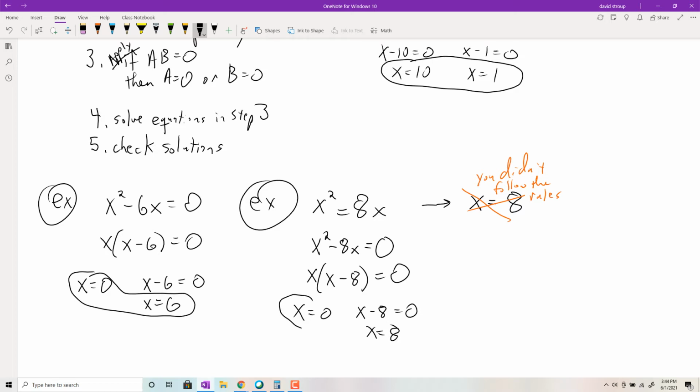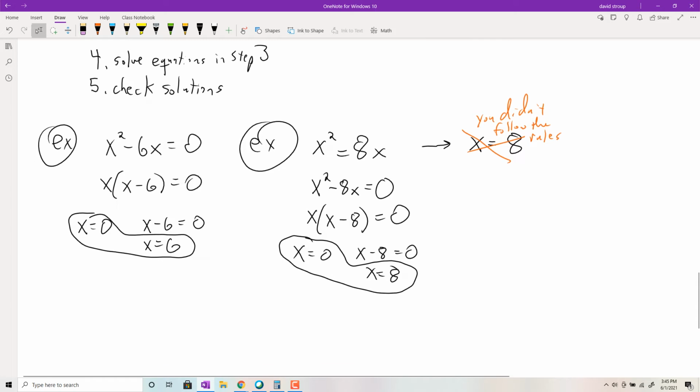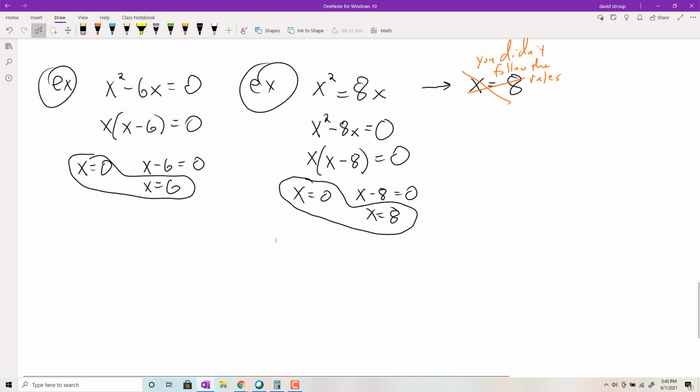And actually, there's two answers, not just x equals 8, but also x equals 0. You would lose that answer if you divided by x, because when you divide by x you've assumed that x is not 0, because you can't divide by 0. So that's why we don't divide by x, unless you explicitly say it and then go back and check it. But no, just follow our program. Okay?